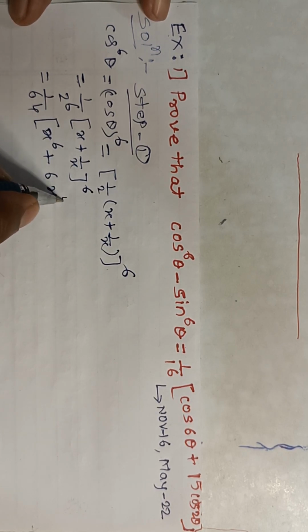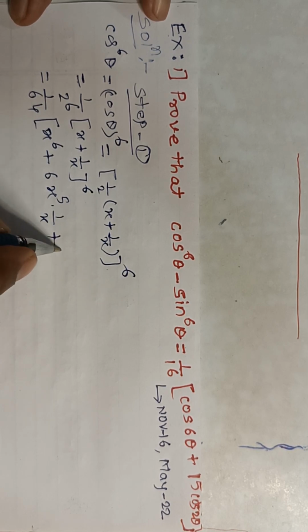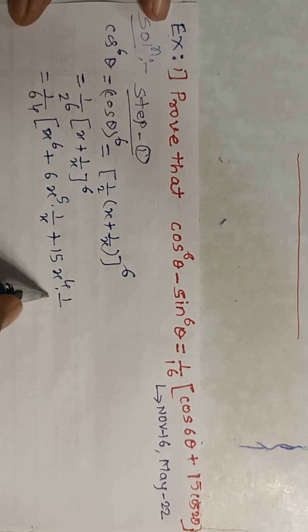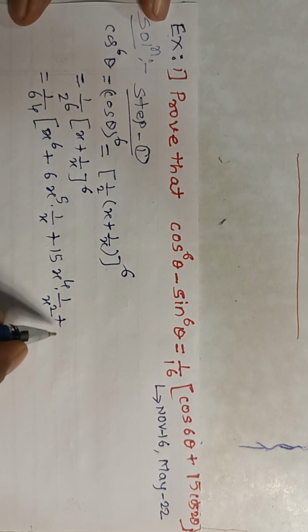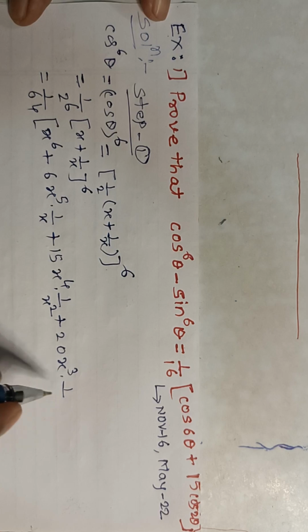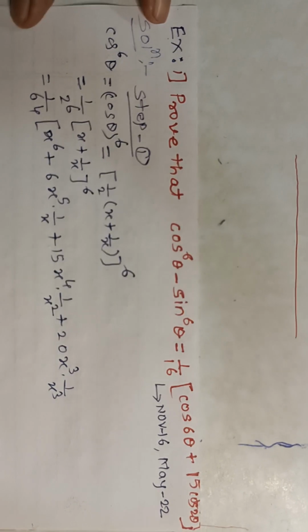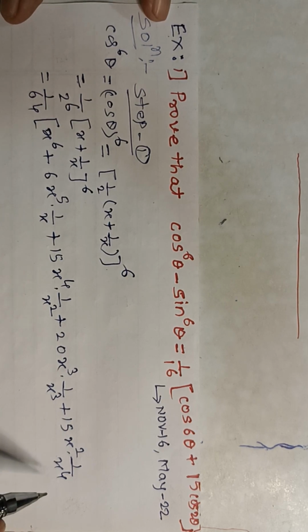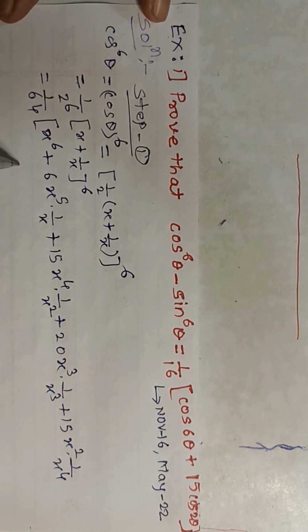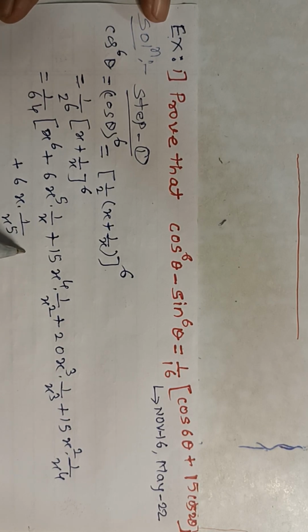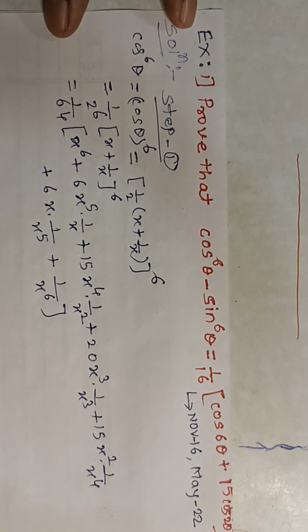x to the power 6 plus 6 times x to the power 5 into 1 upon x plus 15 times x to the power 4 into 1 upon x square plus 20 times x cube into 1 upon x cube, and then plus 15 times x square into 1 upon x to the power 4 plus 6 times x into 1 upon x to the power 5 plus 1 upon x to the power 6. Okay, now we have to simplify this.